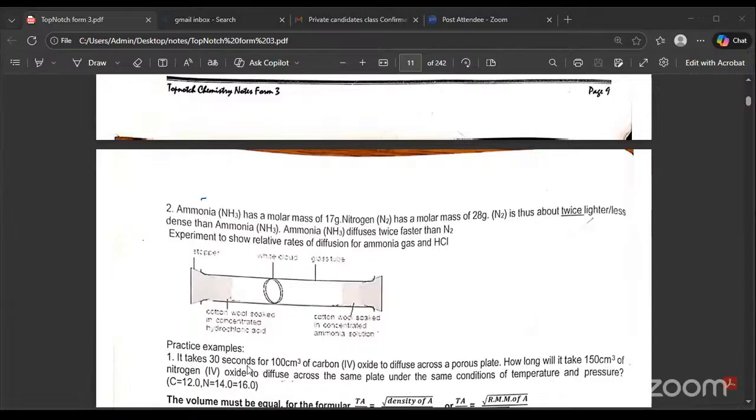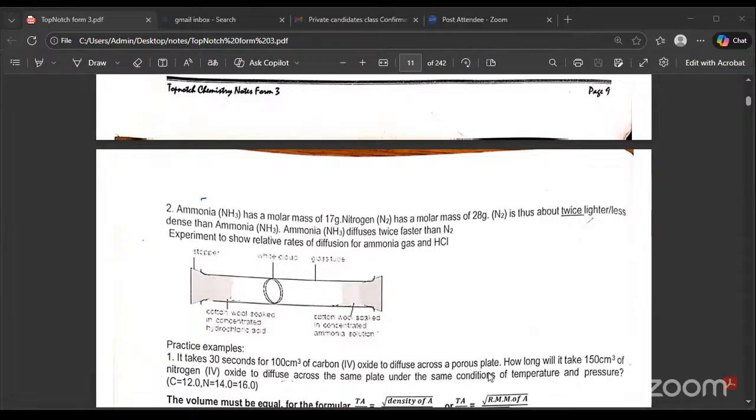It takes about 30 seconds for 100 centimeters cube of carbon dioxide. There are two methods we could solve this one. I will check the one that has been solved. If both of them are missing, we talk about that one. So it takes 30 seconds for 100 centimeters cube of carbon dioxide to diffuse across a porous plate or a porous pot.